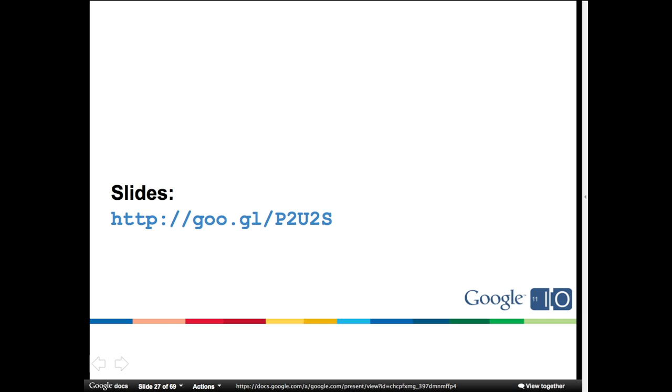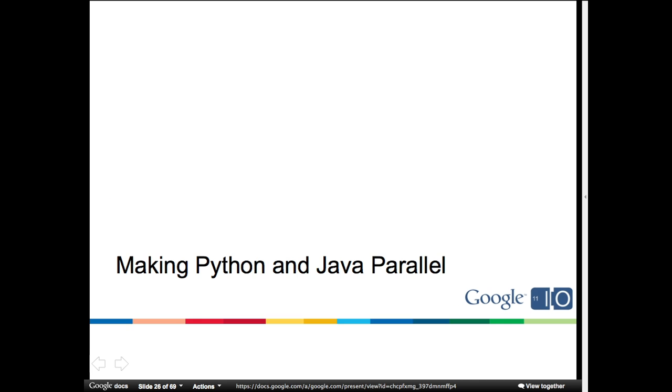OK, so let's talk about making Python and Java parallel. Maybe here's the slides. Yes, OK, that's where it is. So that's where they are. OK, so let's get into this. So I'm trying to define a subset of Python and a subset of Java that can be parallelized, but isn't wacky.